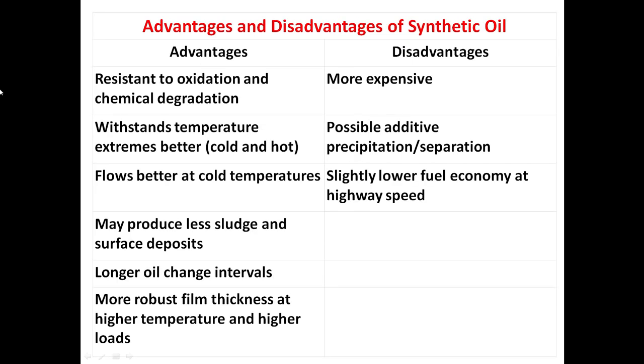Advantages and disadvantages, as you can see here. Advantages: resistance to oxidation and chemicals; disadvantage: more expensive. It stands temperature extremes better, in cold and hot conditions. The possibility of precipitation and separation happens. It flows better at cold temperatures. Slightly lower fuel economy at highway speeds, like in automobiles. May produce less sludge and surface deposits, longer oil change intervals, and more robust film thickness at higher temperatures and higher loads.